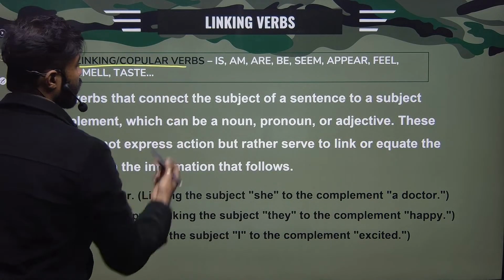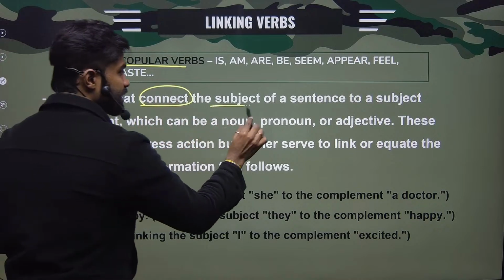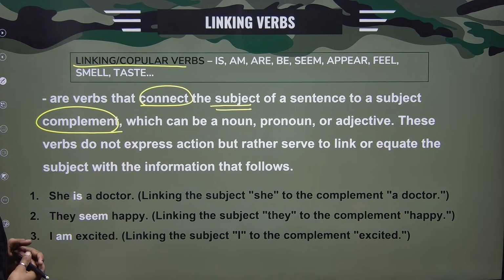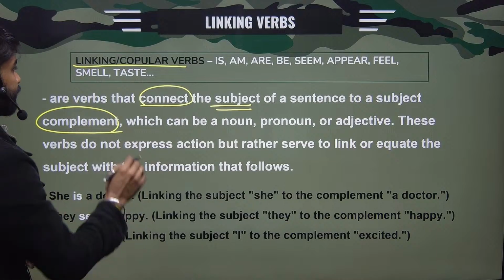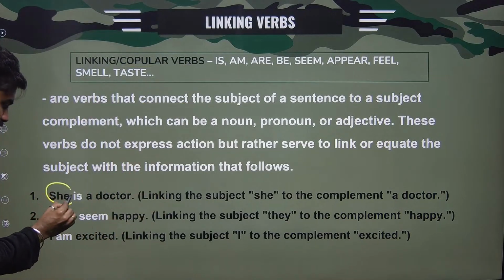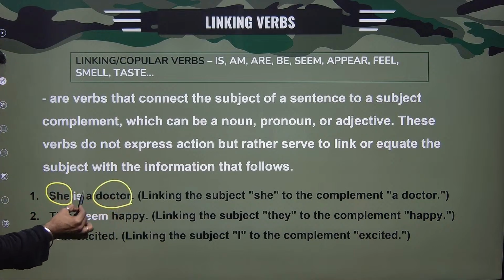Now try to understand. Linking verbs are also called copular verbs. They connect the subject of a sentence to a subject complement, which can be a noun, pronoun, or adjective. These verbs do not express action, but rather serve to link or equate the subject with the information that follows. Be very clear. Don't worry, I'll tell you. She is a doctor.